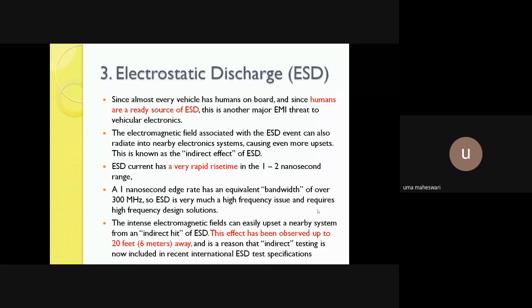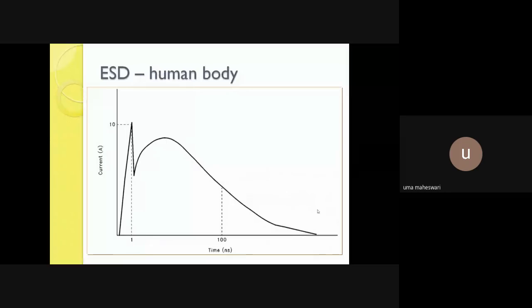Otherwise, it will end up in accidents. These effects can be observed up to 20 feet away. This is proved in research. You can see this waveform. In a particular 1 nanosecond, the human body is gaining 10 amps of current. So imagine how this affects the device. Proper grounding is one of the solutions for this ESD problem.